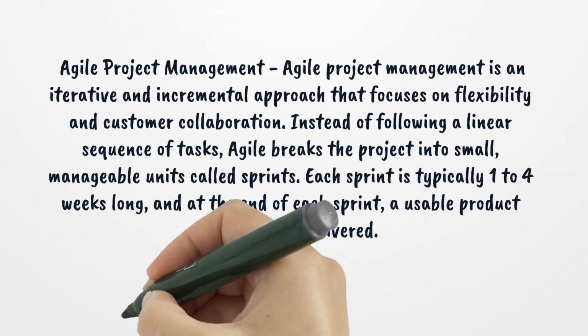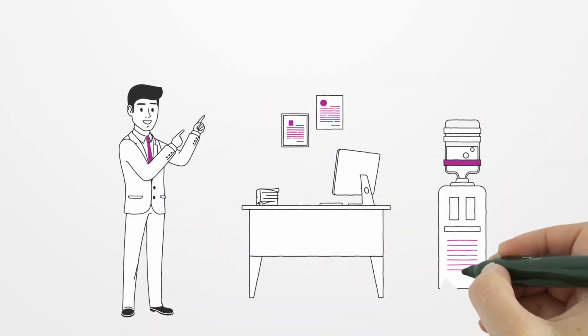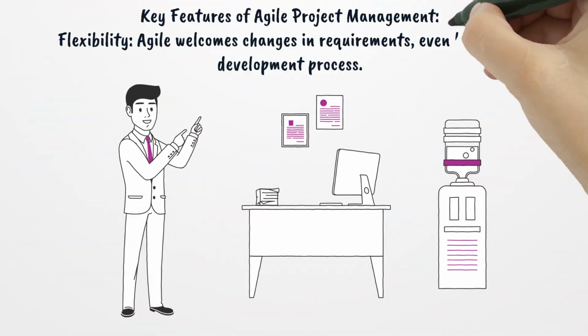4.2 Agile Project Management. Agile project management is an iterative and incremental approach that focuses on flexibility and customer collaboration. Instead of following a linear sequence of tasks, Agile breaks the project into small, manageable units called sprints. Each sprint is typically 1 to 4 weeks long, and at the end of each sprint, a usable product increment is delivered.